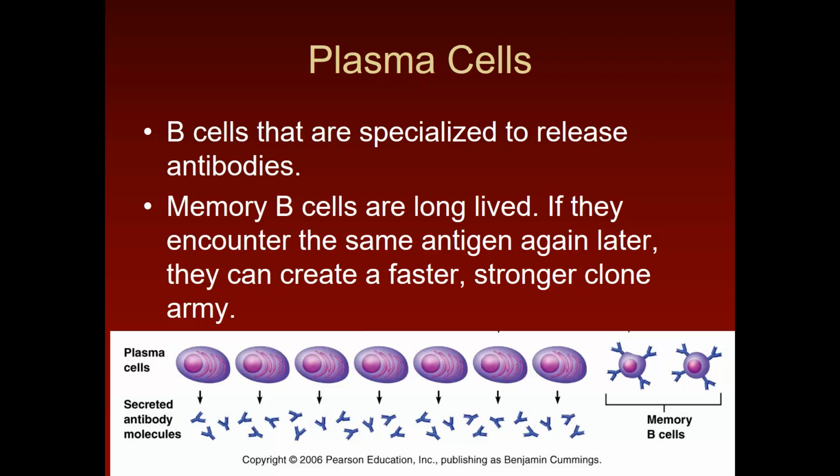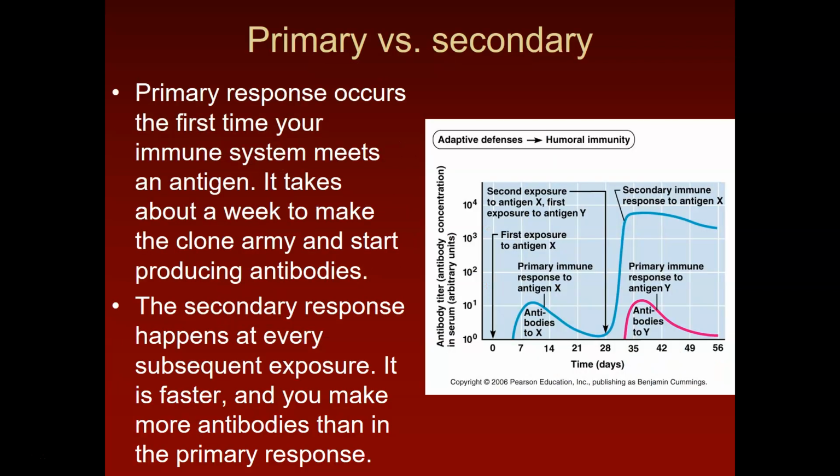There are also memory cells that you create. You have memory B cells and memory T cells that we're going to talk about later on. But for right now, memory B cells live a long time. They will accept antigen challenges faster in the future so that you have a stronger, faster secondary response. Contrast the primary immune response with the secondary immune response. So primary immune response is the first time that you ever meet a particular antigen.